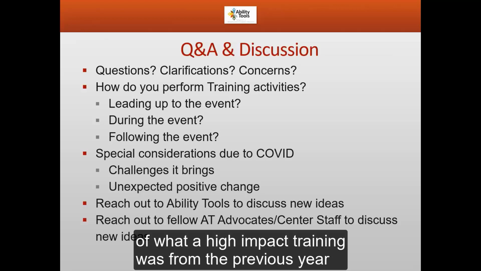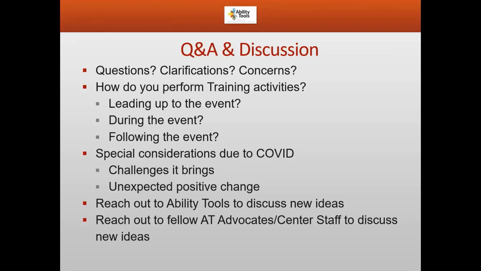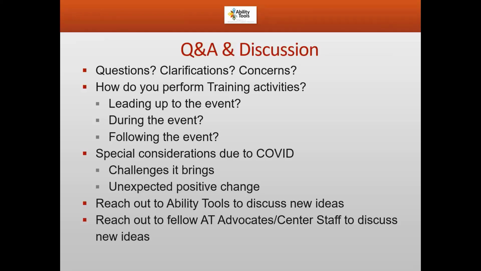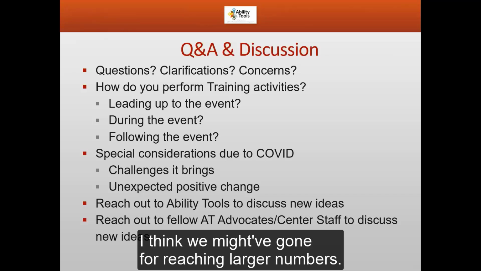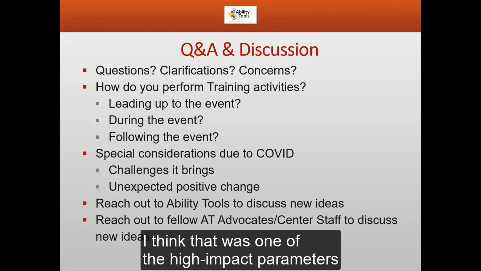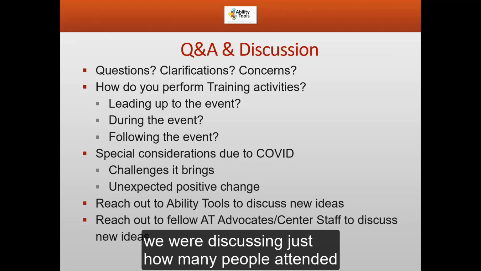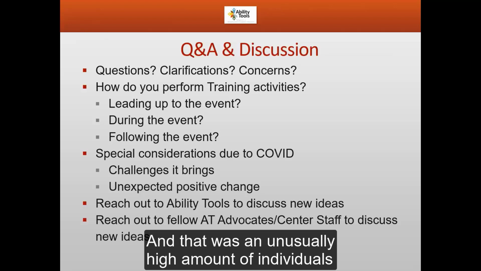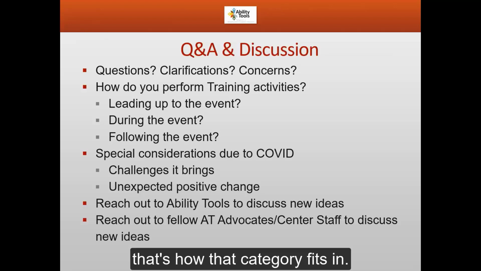Could you give us an example of what a high impact training was from the previous year, of one that maybe we reported federally? Oh, goodness. I'm trying to remember. The APR is just awash in my mind. It was a month of just a lot of work. So for high impact training, I think we might have gone for reaching large numbers. I think that was one of the high impact parameters that we met, because I remember we were discussing just how many people attended the Word and PowerPoint accessibility trainings. And that was an unusually high amount of individuals who participated in that training. And so underneath the high impact, that's how that category fits in.